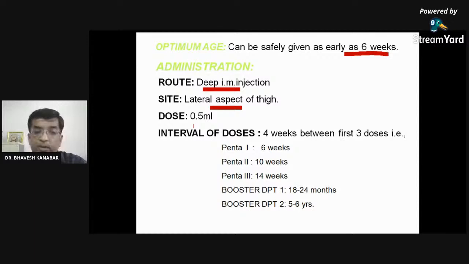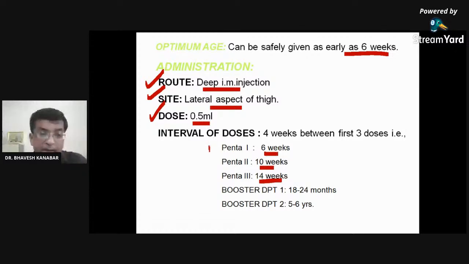So nowadays, the pentavalent vaccine was introduced in 2013; just remember that. It is given as a dose of 0.5 ml. All these things are the same for pentavalent: route, site and dose are all the same. So in primary immunization, doses start at 6 weeks, right? Penta 1 at 6 weeks, Penta 2 at 10 weeks, and Penta 3 at 14 weeks.